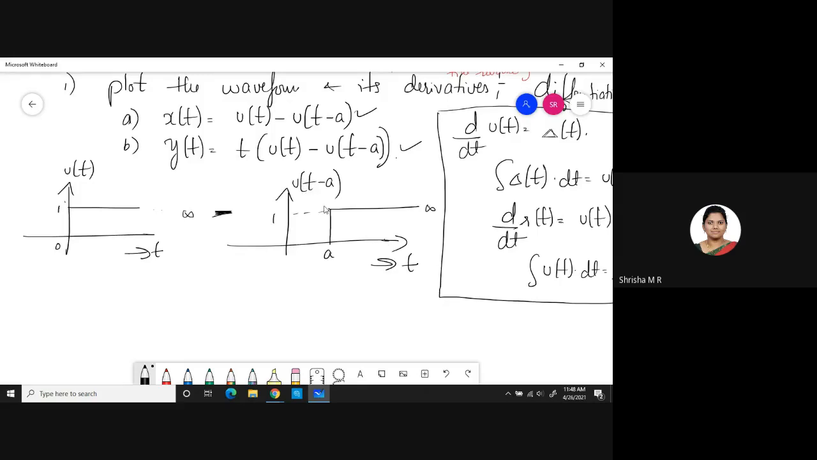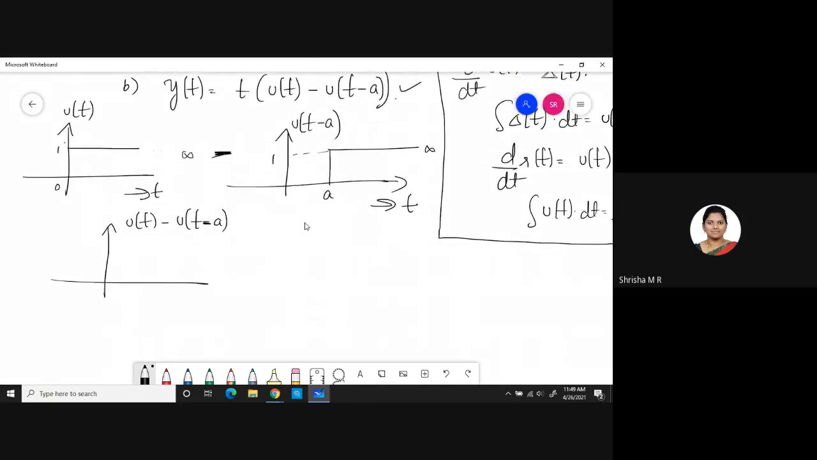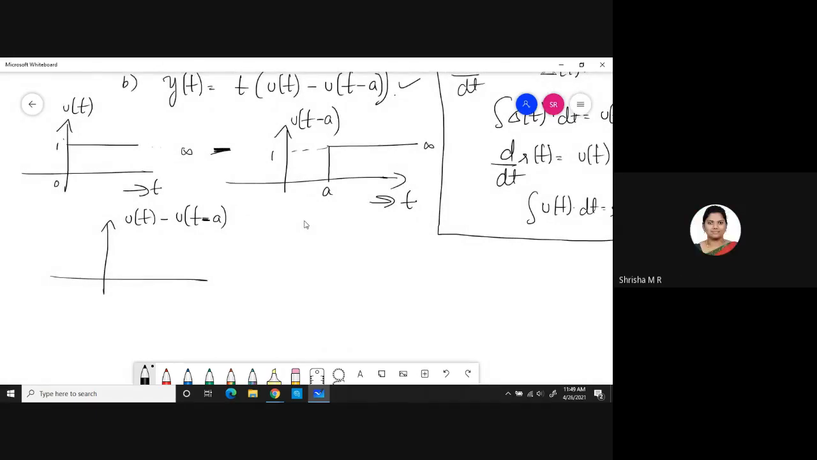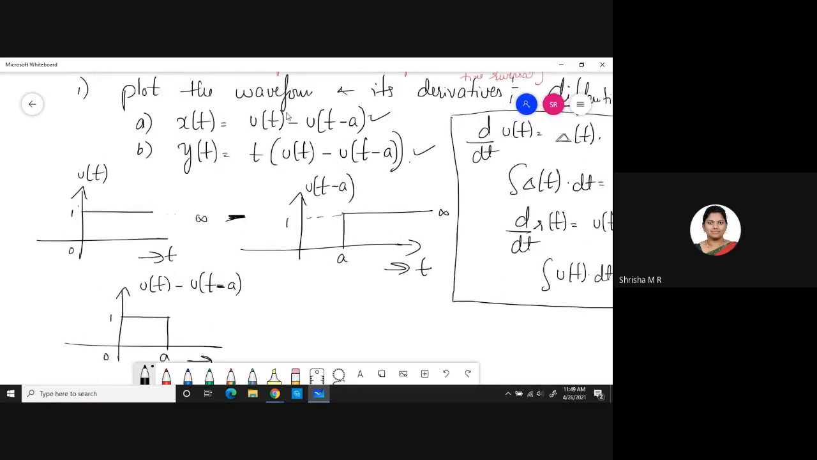So now we have to subtract these. So what do you get? U of t minus U of t minus A. How will that signal look? From where to where will it be existing? 0 to A, correct? Because the signal U of t is 1 from 0 up to infinity. This U of t minus A is 1 from A up to infinity. So 1 minus 0 would be 1 up to A. So the signal will be 1 from 0 to A. Got it? This is my x of t. Correct? What is x of t? It is u of t minus a.